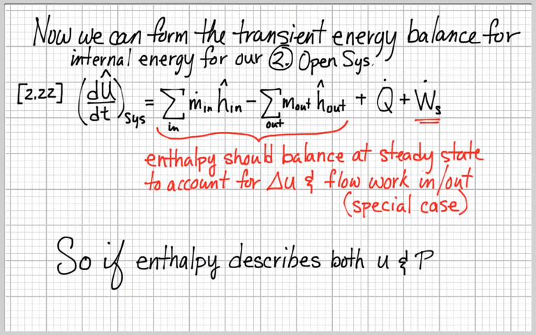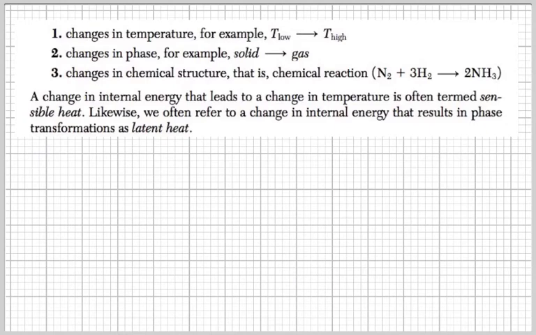The idea here is that if enthalpy describes both internal energy and pressure volume changes, we want to think back again, what is it that changes internal energy? And so we go right back to that first list in the beginning of the chapter, where we know that internal energy changes will come from changes in temperature, changes in phase, and changes in chemical structure from a chemical reaction. The focus of the end of this lecture is number 1.